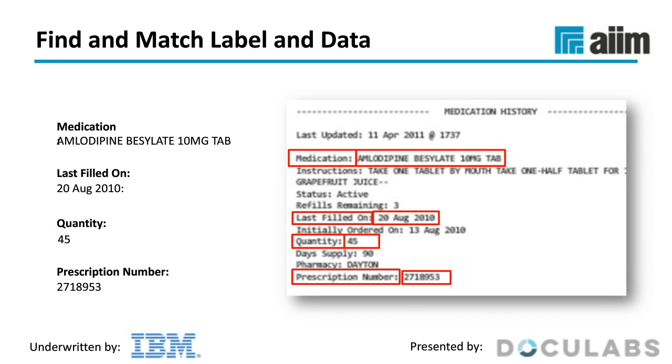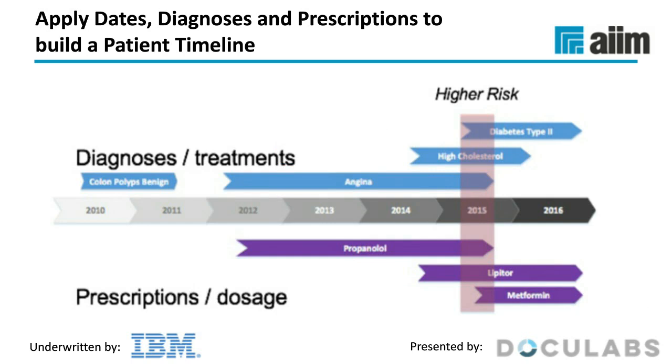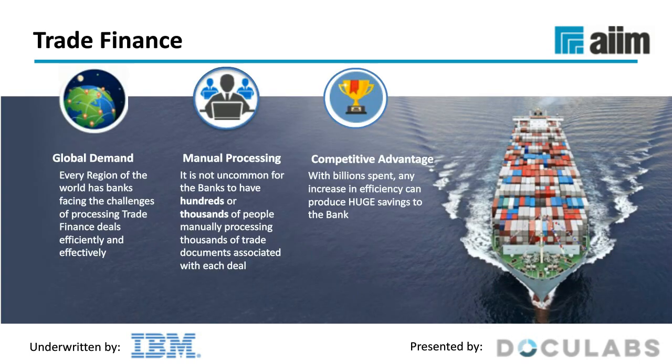Now then, something Pyramid built was to take that information, apply everything it can find around dates, diagnoses, and the prescriptions, and build a timeline. And in that timeline, begin to see a pattern and some information about that customer and whether they're high risk, medium risk, and so forth. And as you can see in this example, they're pretty high risk. So there's another pretty cool use of this technology. Let's take a look at trade finance.